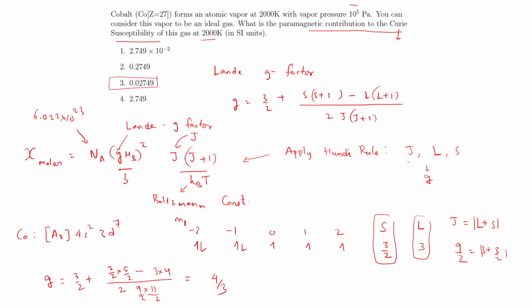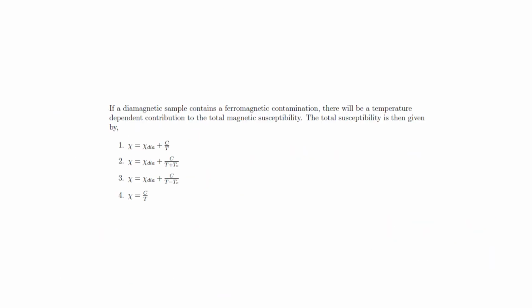Now let us go to the next question. It is saying that a diamagnetic sample contains some ferromagnetic contamination, and there will be a temperature dependent contribution to the total magnetic susceptibility. Then the total susceptibility is given by, okay, so diamagnetic plus the susceptibility of this ferromagnetic contamination.